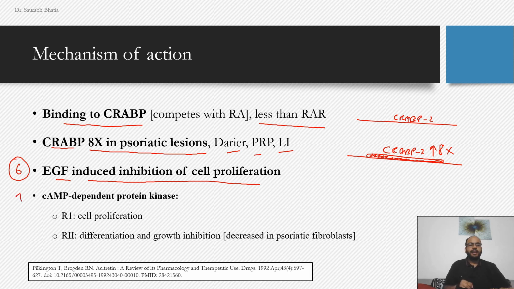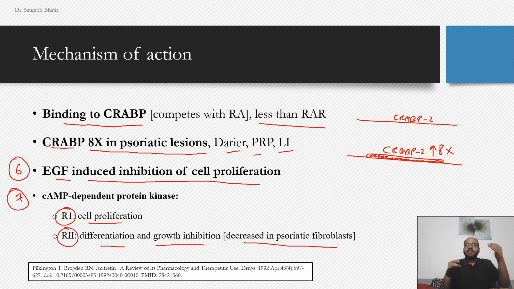Okay, seventh mechanism is cyclic AMP dependent protein kinase. Now, cyclic AMP activates different kinds of kinases. There are two names that I mentioned: R1 kinase and R2 kinase. R1 is responsible for cell proliferation and R2 is responsible for differentiation and growth inhibition. R2 is decreased in psoriatic fibroblasts, and if R2 is decreased, there is no proper differentiation, there is no growth inhibition, and because of that, the proliferation keeps on happening.